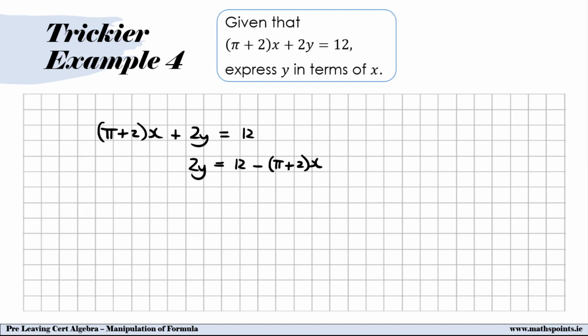I'm trying to get y on its own, so I'm going to divide both sides by the number beside the y, which is 2. So 2y divided by 2 is just y, and then I have 12 minus pi plus 2 on x all over 2.